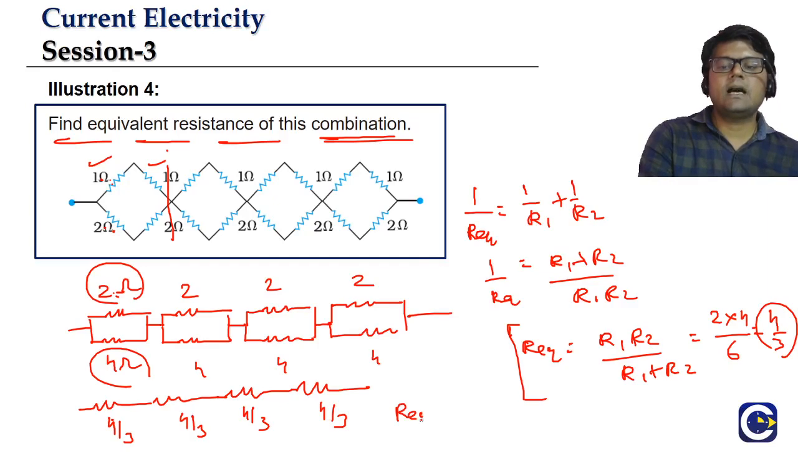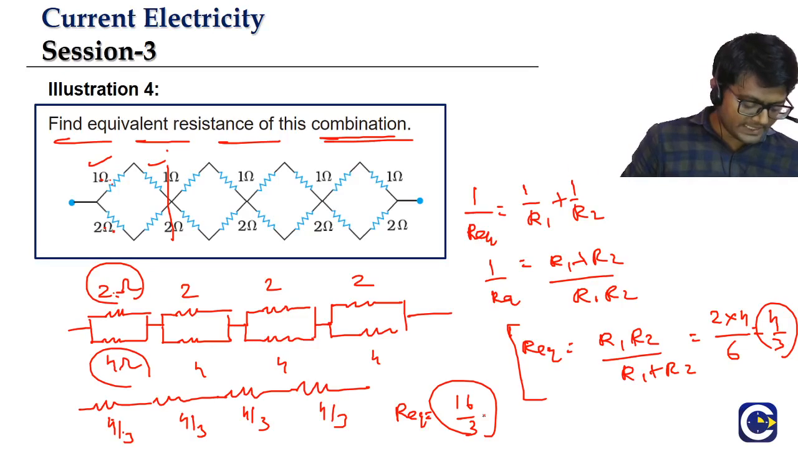So the R equivalent value is 4 by 3 plus 4 by 3 plus 4 by 3 plus 4 by 3. Totally, what is the answer? 16 by 3. Check it. What must be the answer? 16 by 3 ohms. Lot of us are able to get the answer.